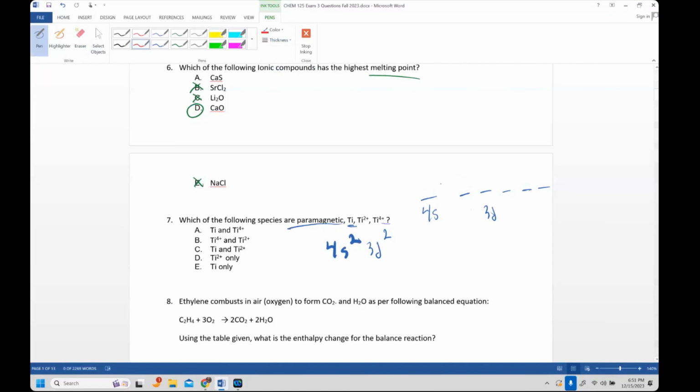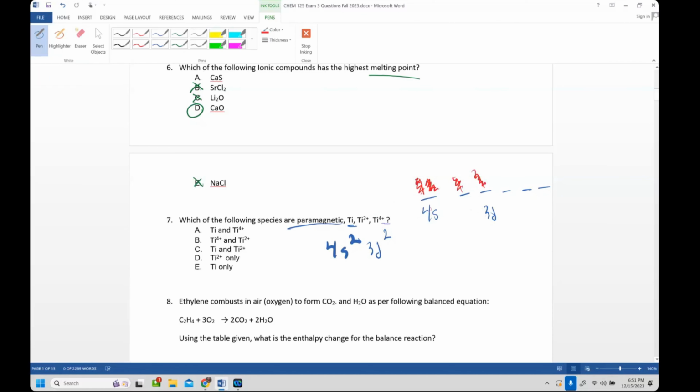I'll tell you why I messed up. Titanium 2+, right? We know that titanium is paramagnetic. Titanium 2+, you are removing 2 valence electrons. Now, which ones are the valence electrons? Not 3d, because 3d is a lower principal energy level than 4s. So the 4s electrons will be removed first, like this. So yes, Ti2+ is going to be paramagnetic because these are unpaired.